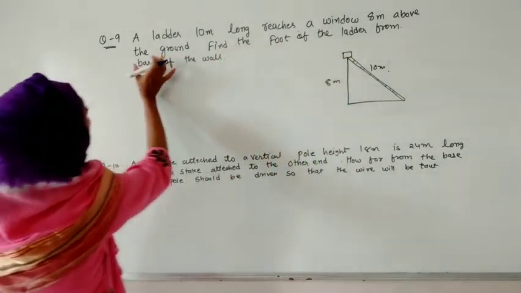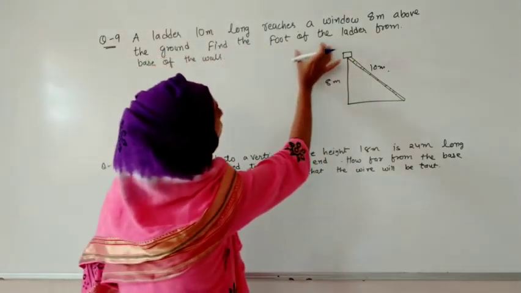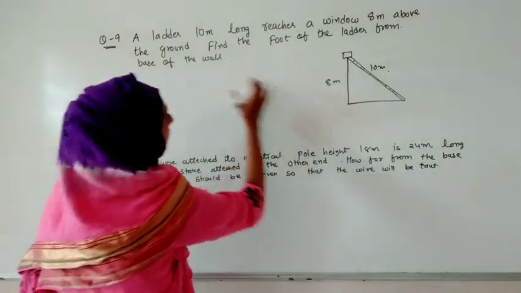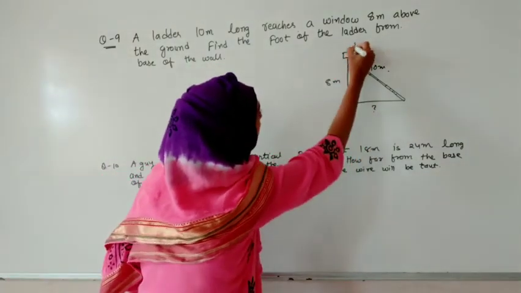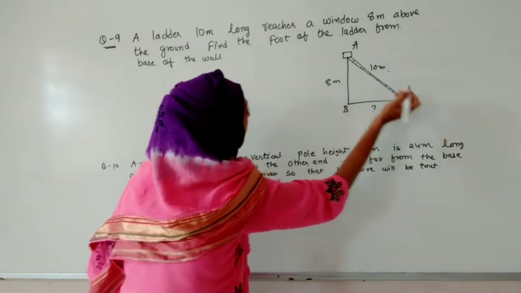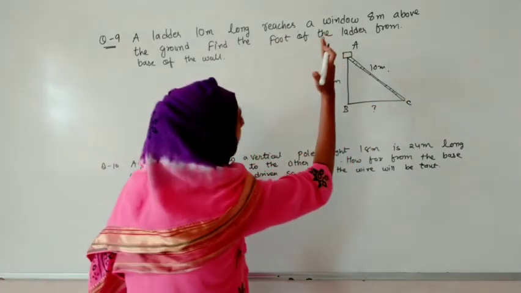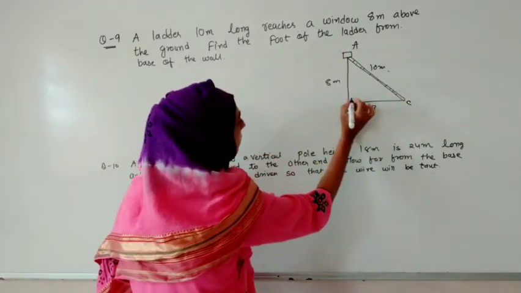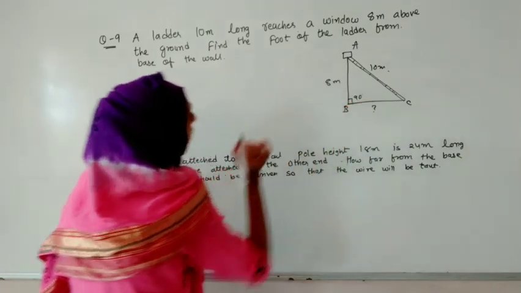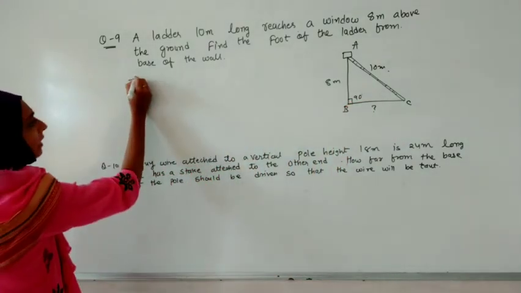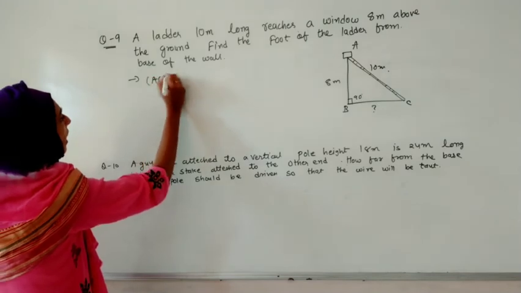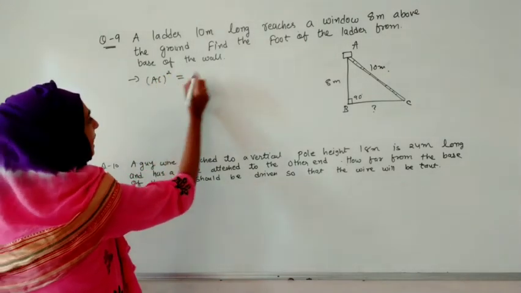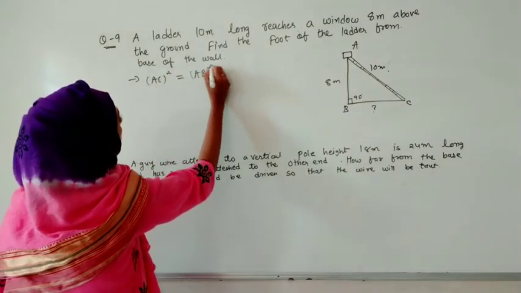Find the foot of the ladder from the base of the wall, means we have to find this. So let us name it ABC. As we know that the perpendicular line and the base will make 90 degree over here, so our B is 90 degree. Let me solve this. Here our hypotenuse will be AC, and we are applying Pythagoras law.